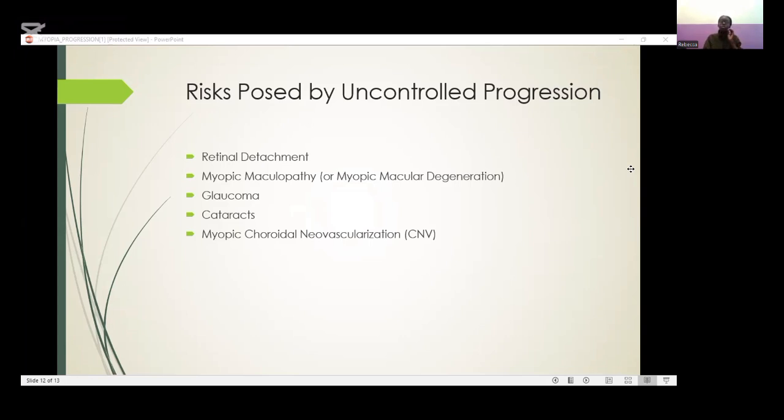And then we also have myopic choroidal neovascularization because of the constant pulling on the eye due to the tension caused by constant growth. Yeah, so I hope that we can see myopia progression, the risks it poses, and how we can try to control it.